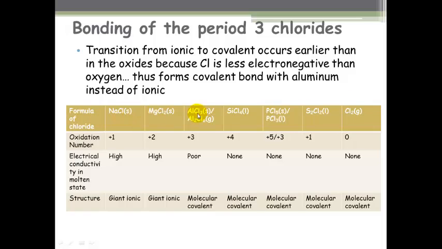So as we go across from sodium chloride to chlorine, this transition from ionic to covalent actually occurs sooner than in the period 3 oxides because chlorine is less electronegative. So it forms a covalent bond with aluminum as opposed to an ionic. So as we go across, sodium chloride and magnesium chloride are both ionic, but aluminum chloride is covalent. So these two are still conductive, but this is where it starts to turn into non-conductive.